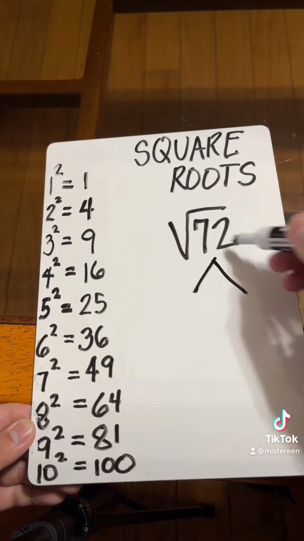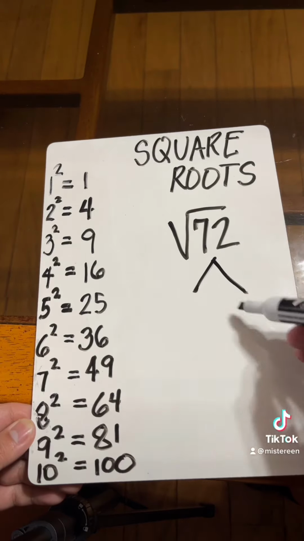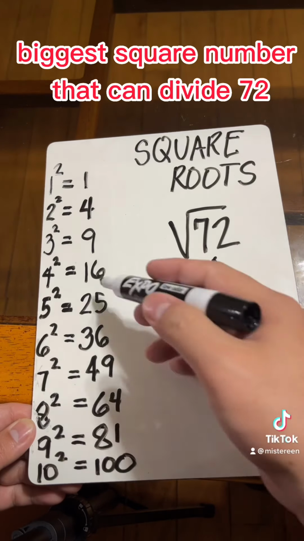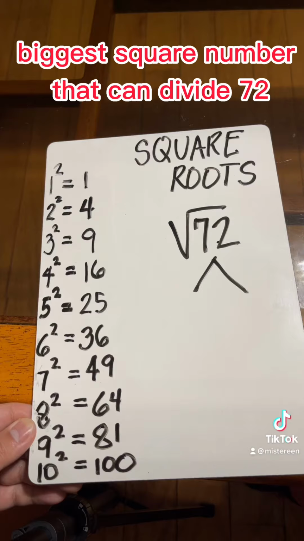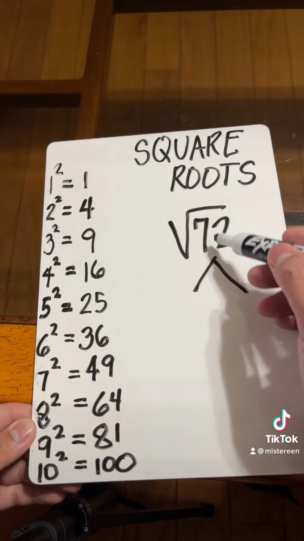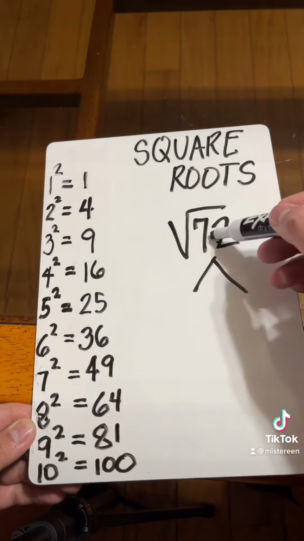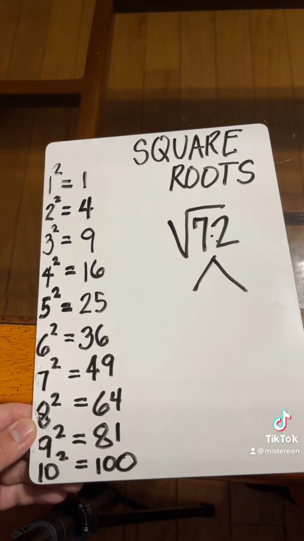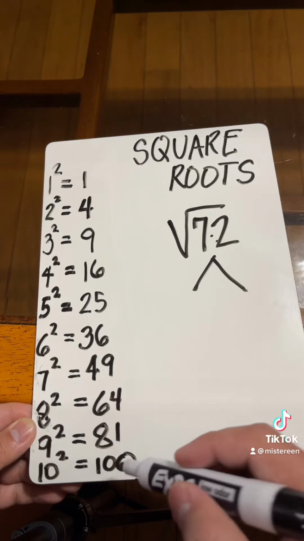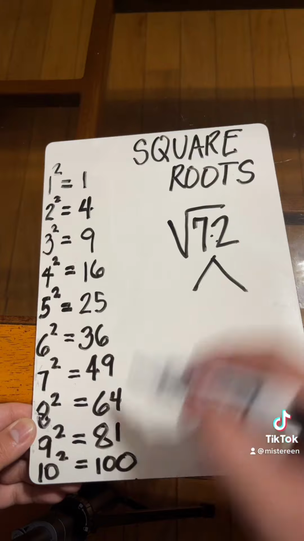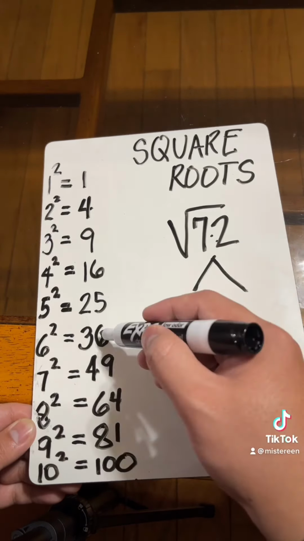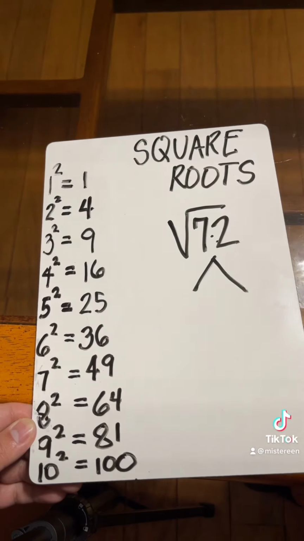You just break this number 72 into two numbers, but the first number should come from this list. Now, you should pick the biggest number that can divide 72. You can try your calculator. Divide 72 by 100, 72 by 81, 72 by 64, and see which can perfectly divide 72. The strategy is to start from the bottom, because we're looking for the biggest number that can divide 72. If you check your calculator, it will be 36, the biggest number that can divide 72.